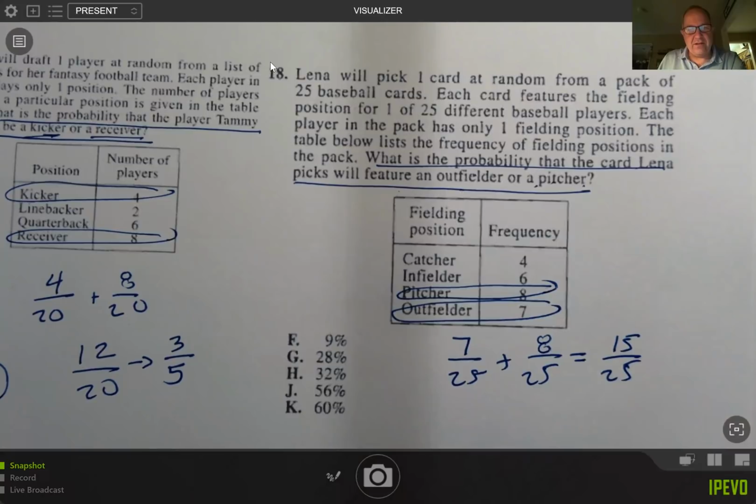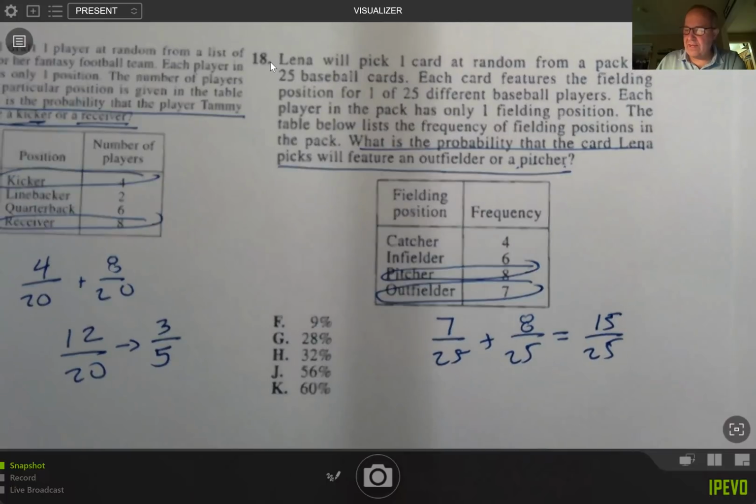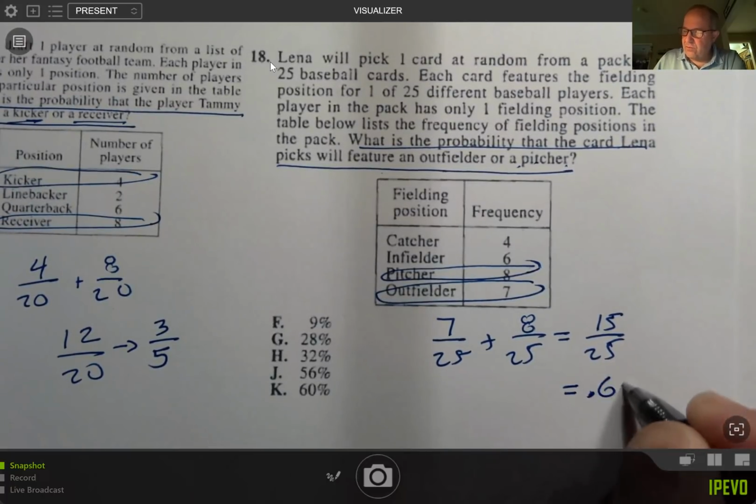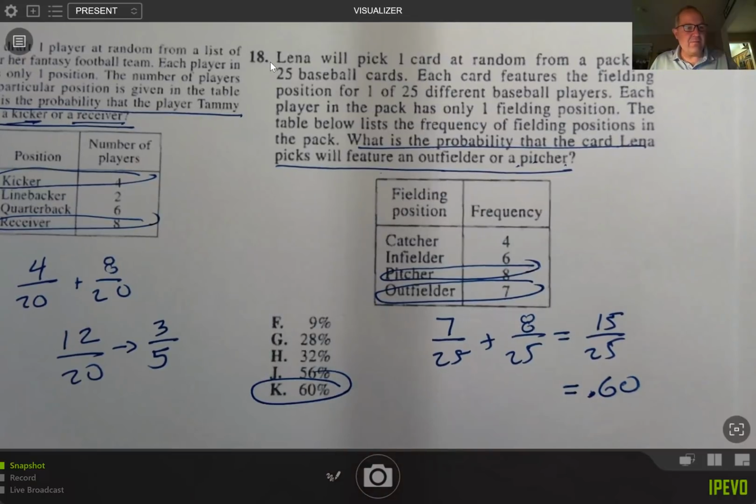Now we do notice something kind of interesting here. When I glance at the answers, they're all percentages, which means I've got to divide this, right? 15 divided by 25. Use the calculator. Don't do it by hand. You can punch it in faster. This is equal to 0.60, which is 60%.